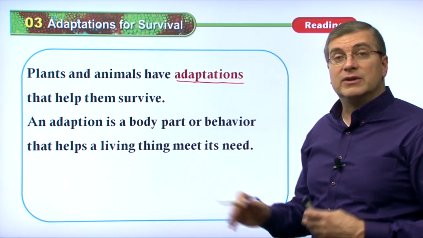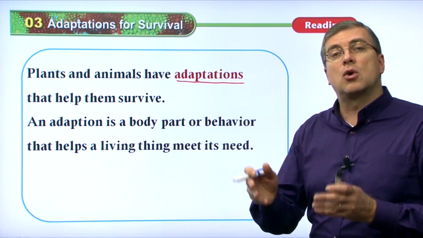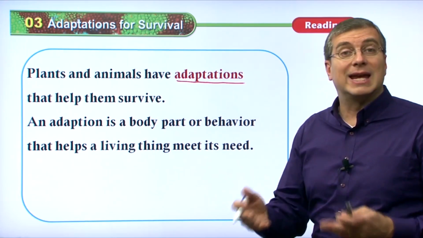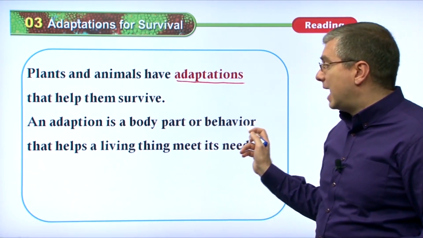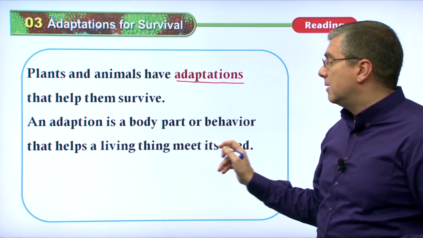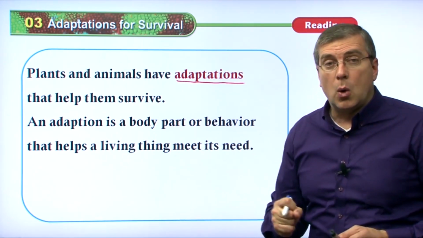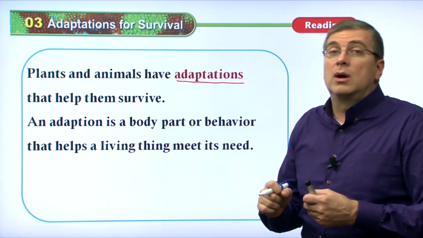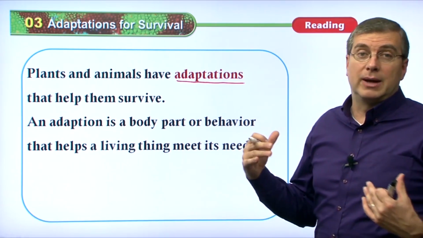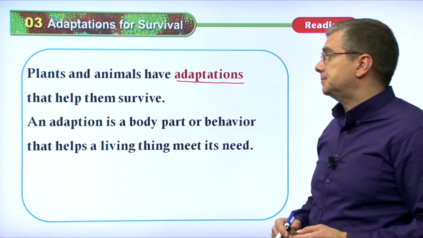So this paragraph is going to be about how animals change according to their environment so that they can survive. An adaptation is a body part or behavior that helps a living thing meet its need. Whether that need is to get food, whether that need is to be able to sneak up on other animals, or to protect itself from other animals. There's many types of adaptations.